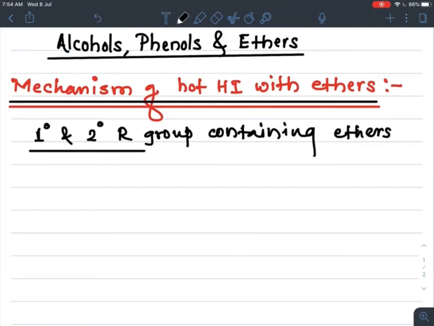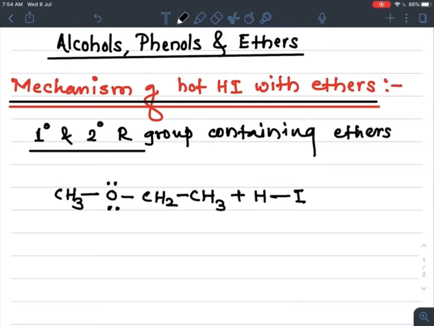For primary and secondary group containing ether, first we take ethyl methyl ether. The formula of ethyl methyl ether is CH3OCH2CH3. When it is treated with hot concentrated HI and the mixture is heated, the reaction takes place reversibly. Now let's see what happened.